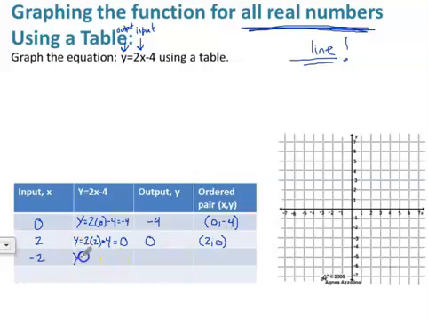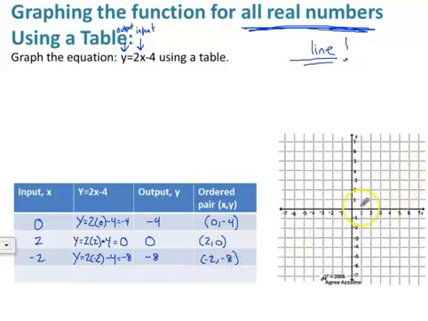Keep going. Y equals, now I'm going to plug in a -2, minus 4. -2 times 2 is -4. -4 minus 4 is -8. So my output value is -8. So when I plug in -2, I get -8.